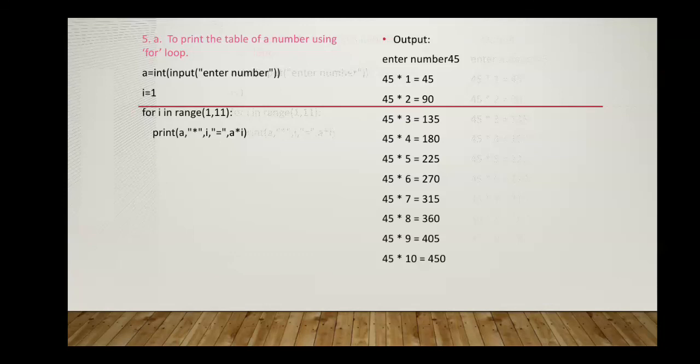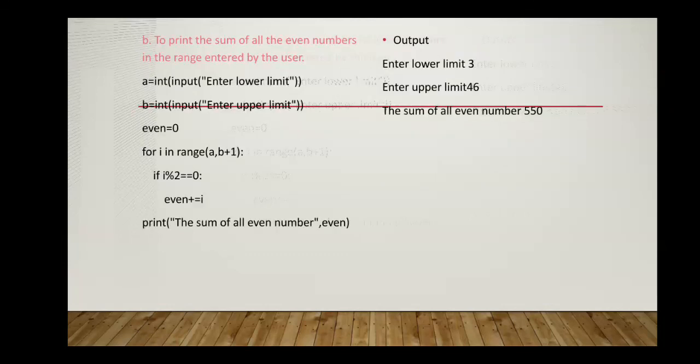This is question number 5. Print the table of any number using the for loop. Question number 2: to print the sum of all the even numbers in the range entered by the user. Input enter lower limit, enter upper limit, b equal to enter upper limit. That means it will work as a range with the for I in range a comma b plus 1. So it will execute up to b, that means upper limit and the lower limit.